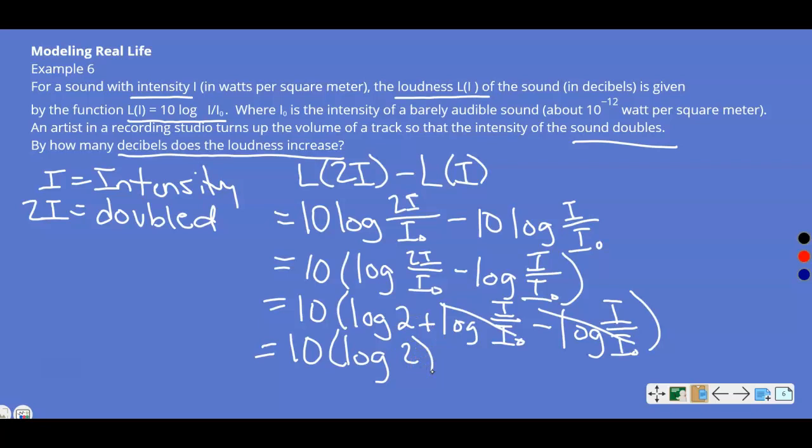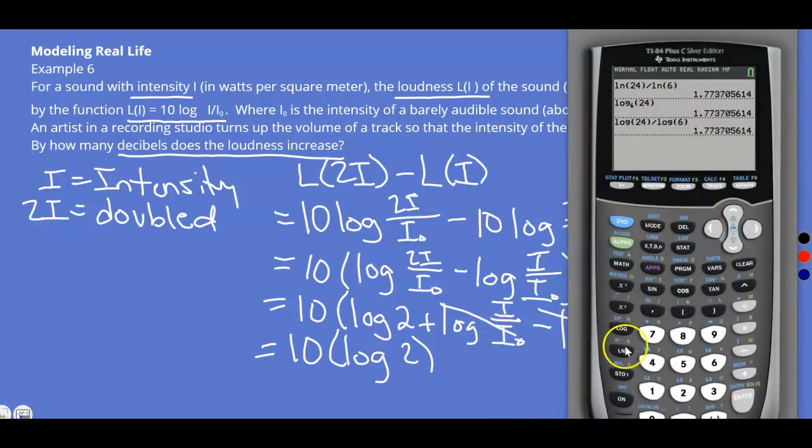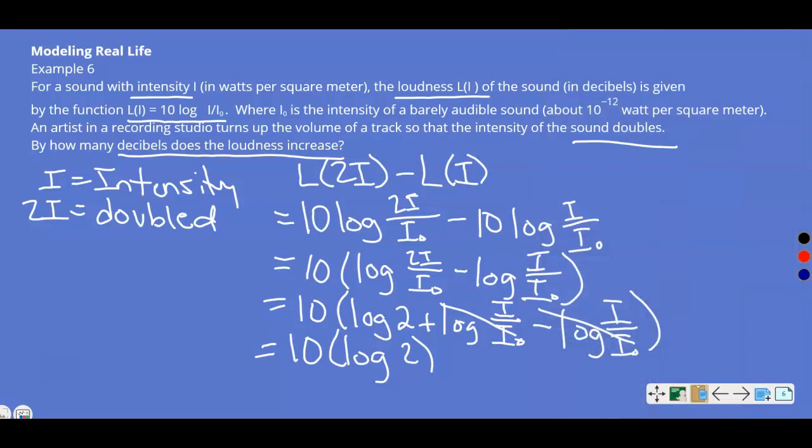And then we can evaluate what 10 log of 2 is. So if we pull up our calculator and type in 10 log of 2, we get 3.01. So how many decibels did the loudness increase? We're going to say about 3. So this is going to be about 3 decibels.